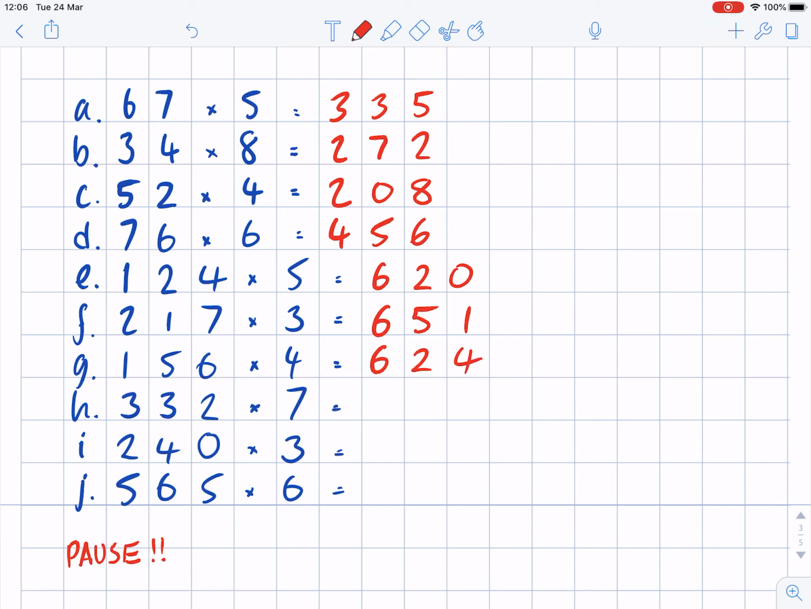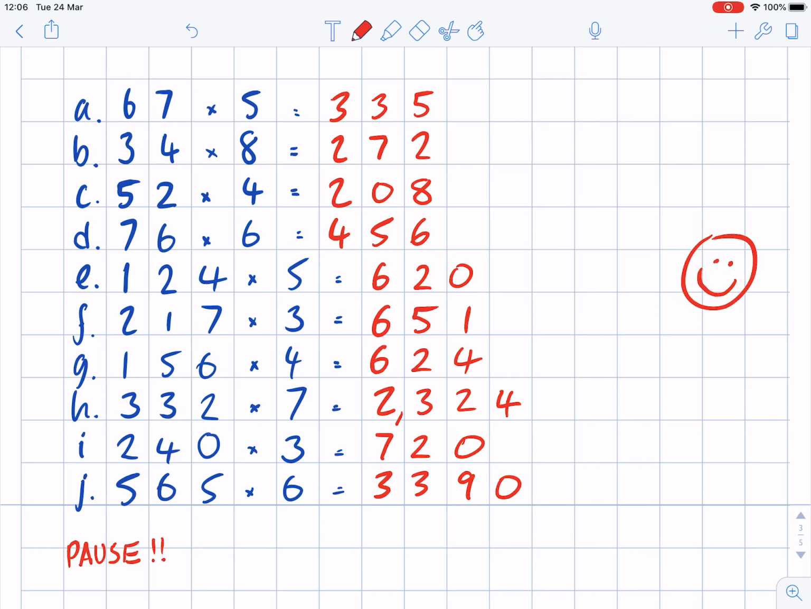332 multiplied by 7 was 2,324. 240 times 3 was 720. And then the last one was 565 multiplied by 6 gave us 3,390. So like I said, well done if you want to go at those. And if you did get any wrong, go back and do them again just to check that your method works the second time.